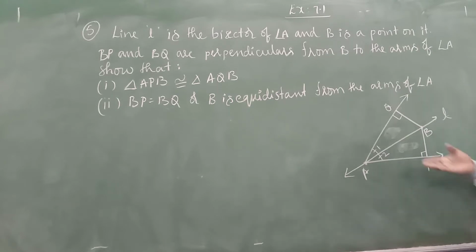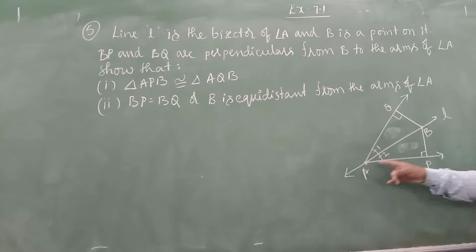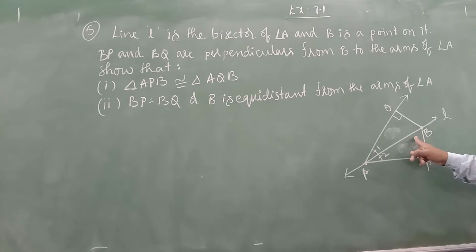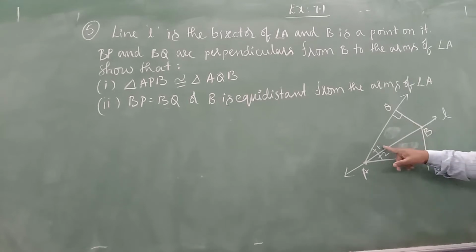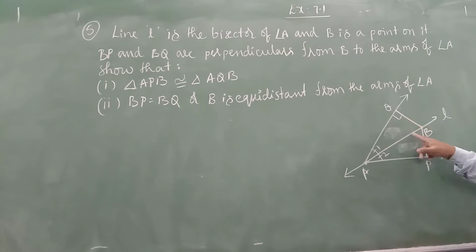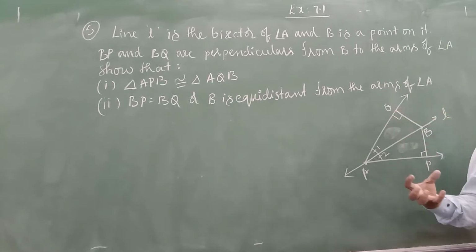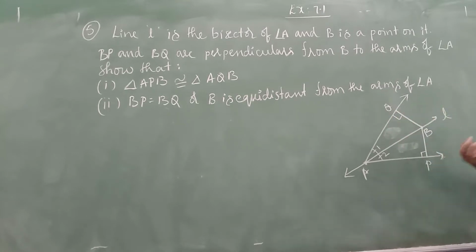Do you find any common side for both the triangles? Yes. What is that? It is AB. AB is the common side for both the triangles. Am I right or wrong? Now, angle, angle, side. AAS. By AAS, these two triangles are congruent triangles. Is it clear or not? Everything is in the question. We need to identify the things which are required to prove that two triangles are congruent.